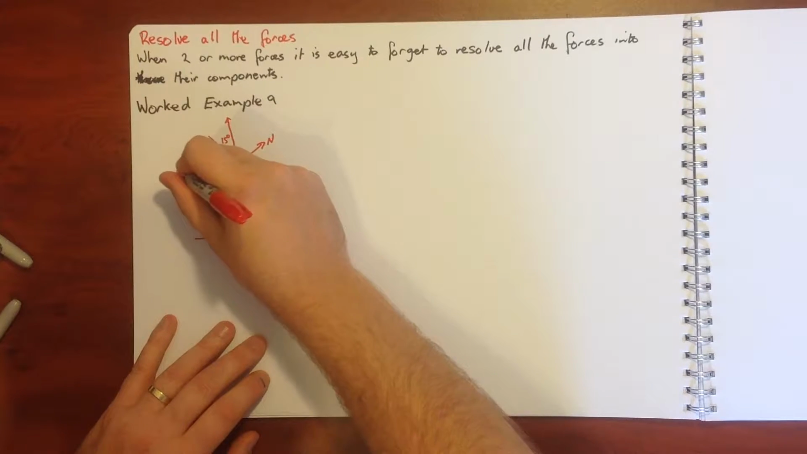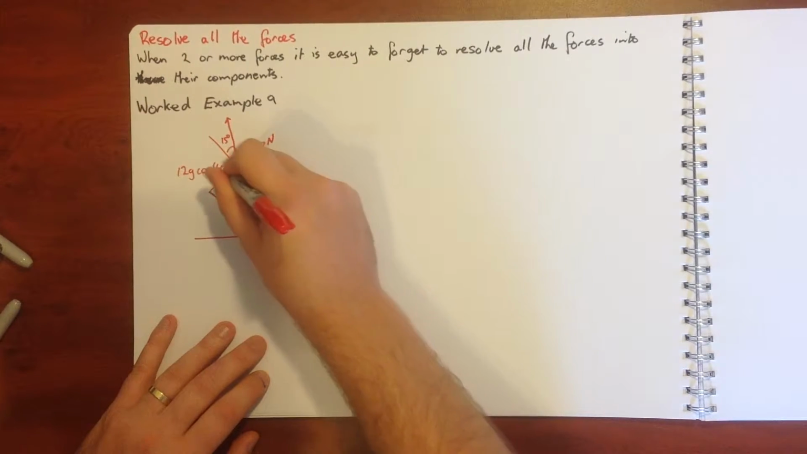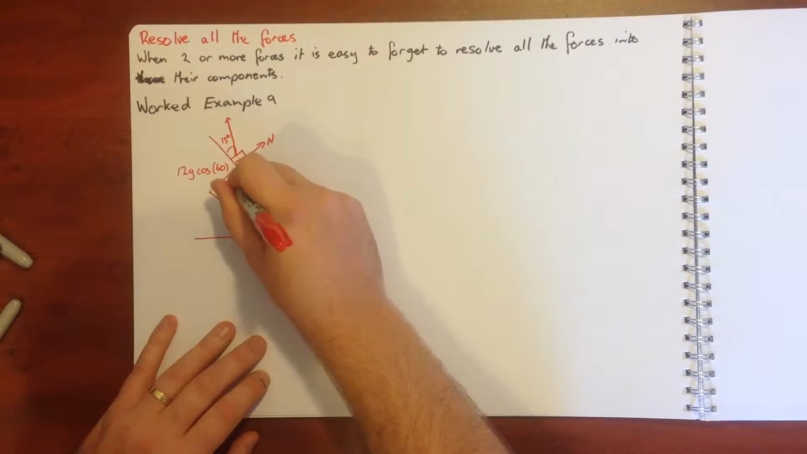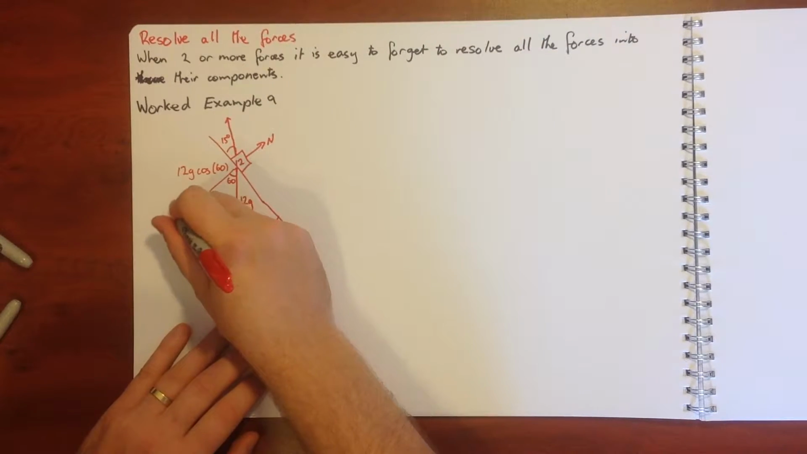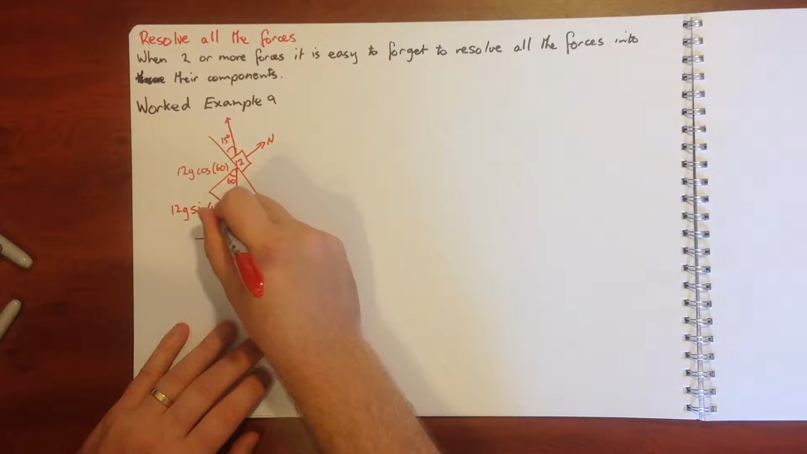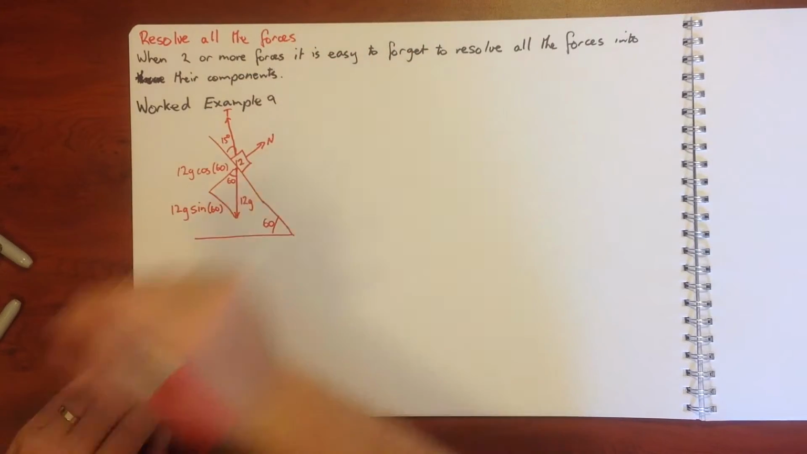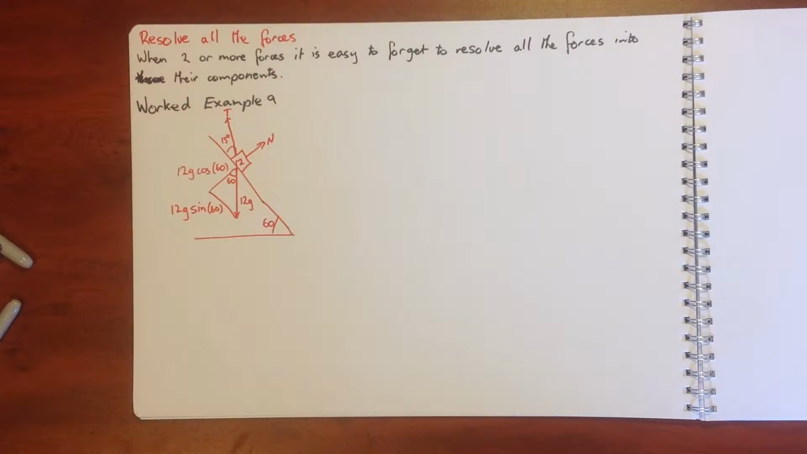We're going to have our 12G cos of 60, because remember this part here is 60. And this is going to be 12G sine of 60, that part there. And this is our tension force. So we need to find the tension in the strap.